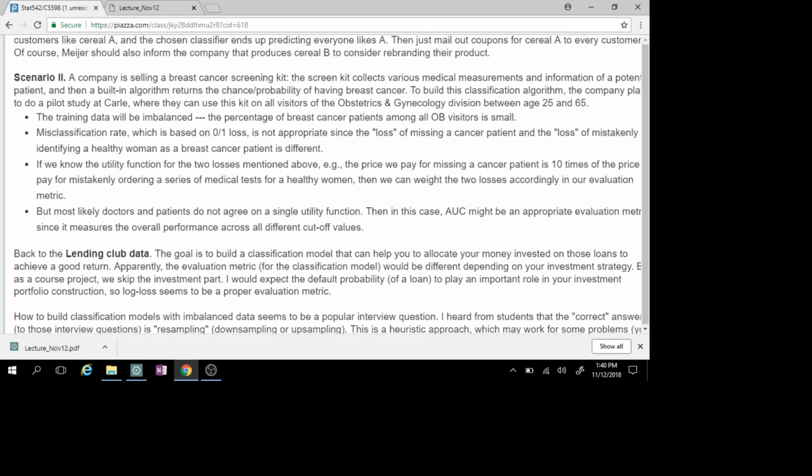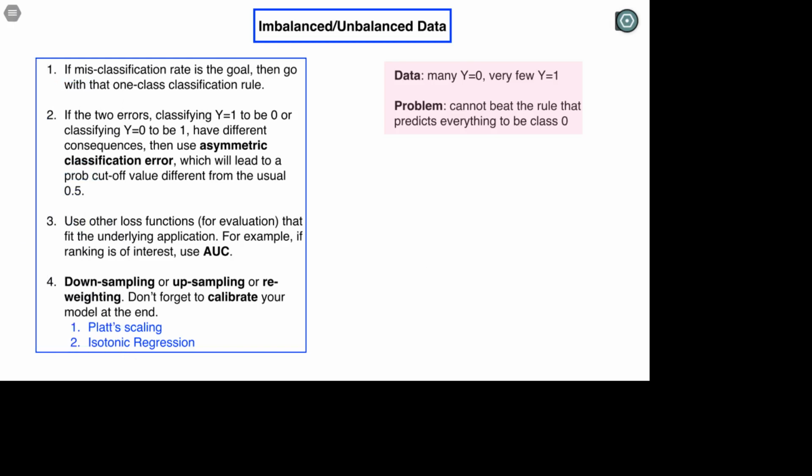But usually the issue with imbalanced data is that the underlying loss function could actually be different for the two groups. Imagine class 1 are patients, class 0 are non-patients. And so there are two types of errors. If you classify a patient to be a non-patient or a non-patient to be a patient, the consequences may not be the same. But if that's the case, just change your loss function, because the cutoff at 0.5 after we get the probability is basically based on a symmetric loss function.